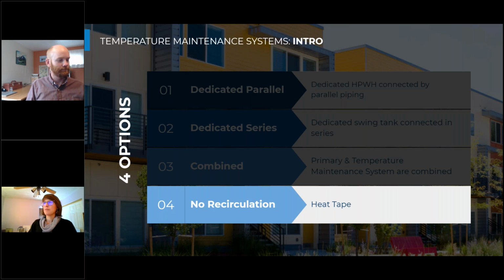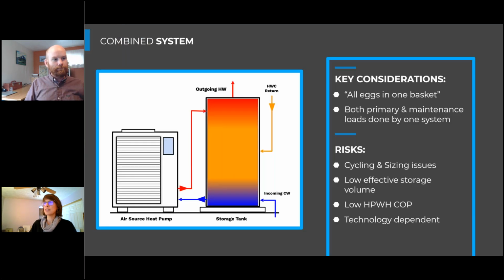Quick question here from Ian. If you have a combined system with multiple tanks, would they be in parallel with recirculation water distributed or with tanks in series? Yeah, that's a great question.